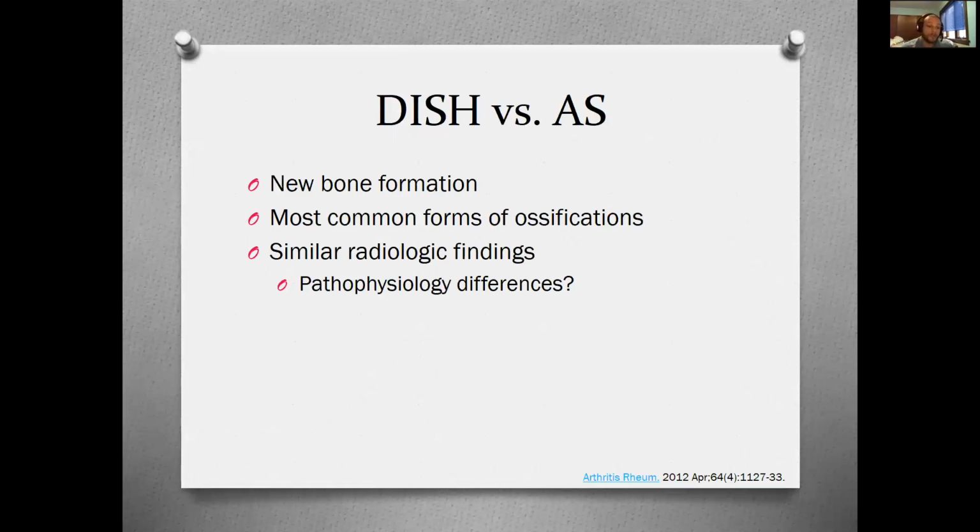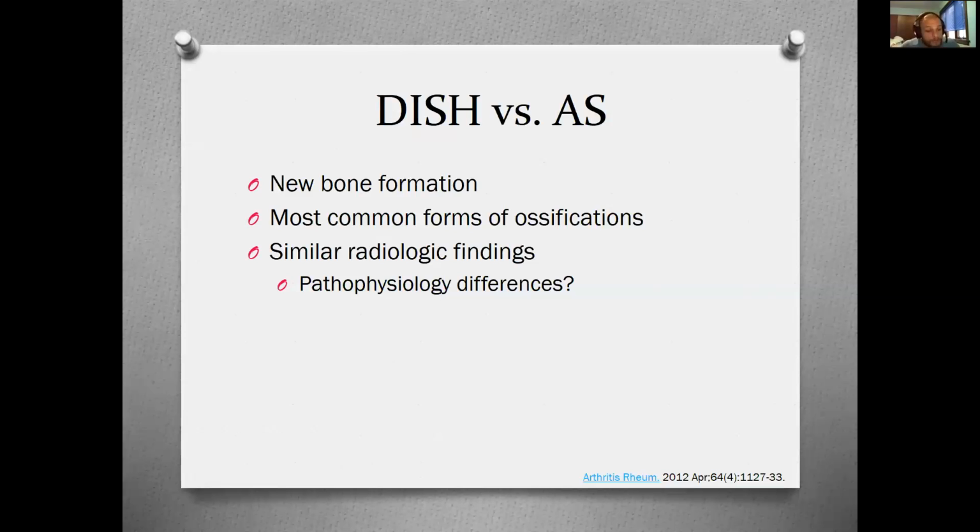So what are some differences? Typically with these, the formations of new bone are found at the anterior side of the vertebrae. So they're not on the back side or the posterior side of the vertebrae. They're actually on the other side, more towards the front. In both cases, the thoracic spine and upper part of the lumbar spine are the most frequently involved areas of the diseases. So they do typically involve the same parts of the spine, both DISH and AS.